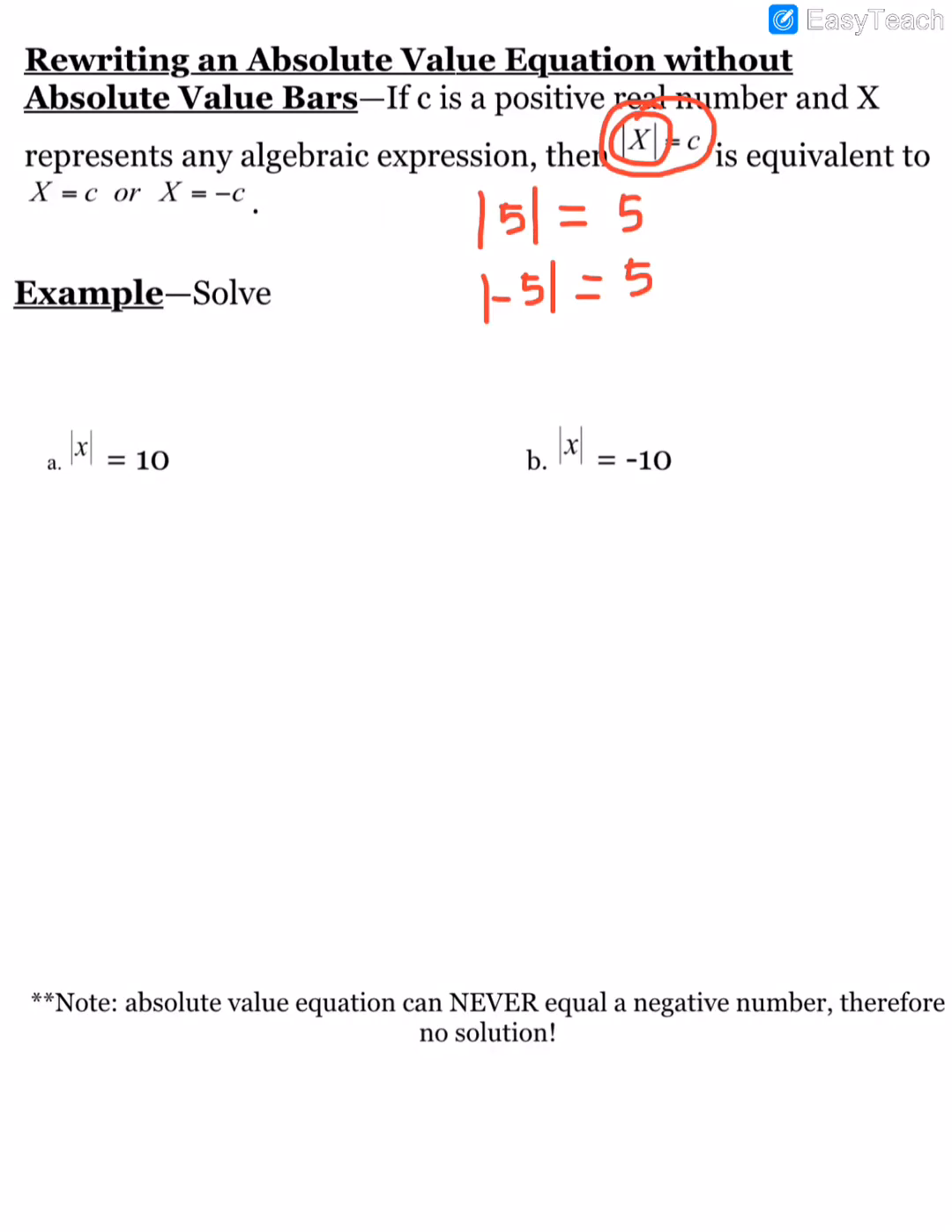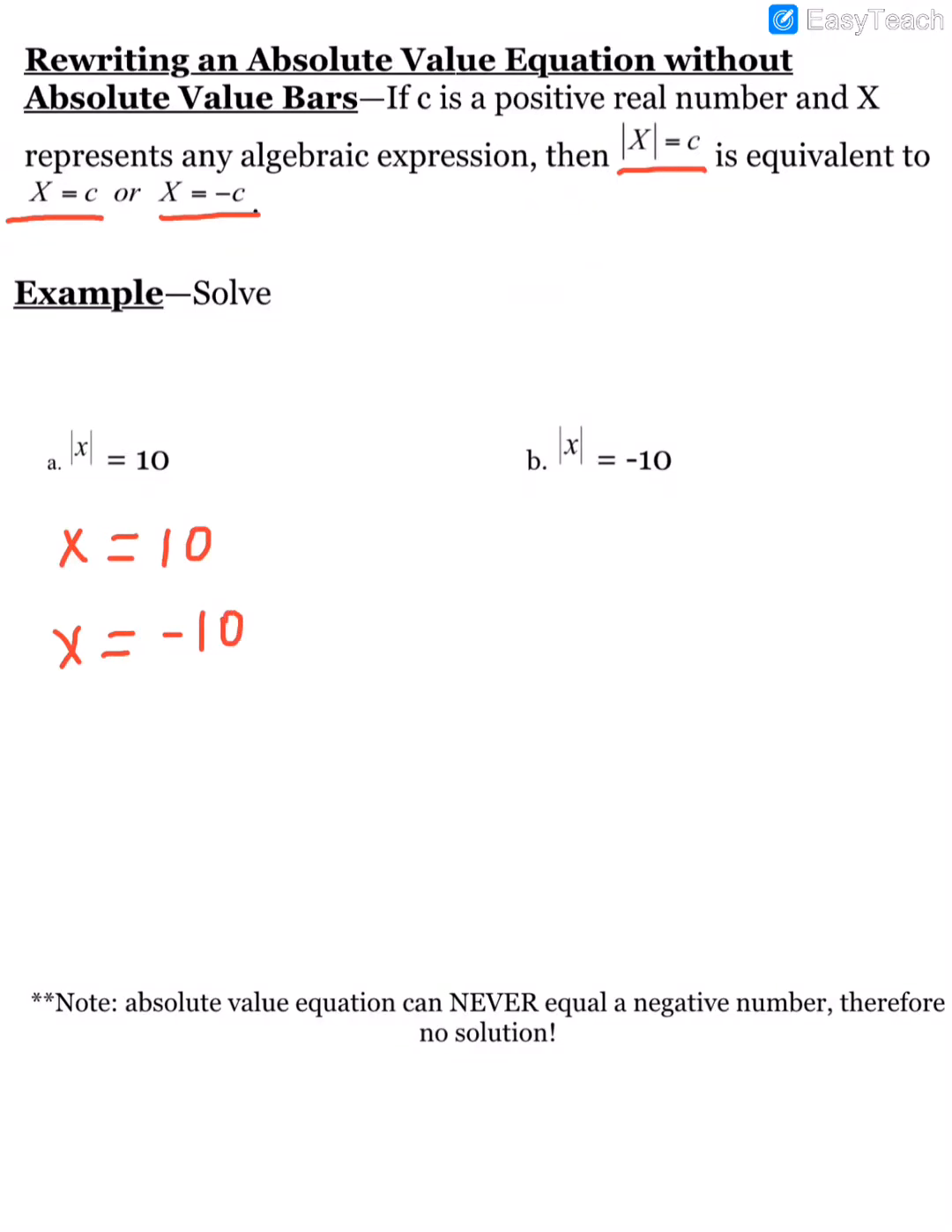All right, so when we're going to solve an absolute value equation, that's what we do. When we take this equation and remove the absolute value bars, we say that the thing inside the absolute value could be positive or it could be negative. So to solve the absolute value of x equals 10, that means that x could be 10 or it could be negative 10.